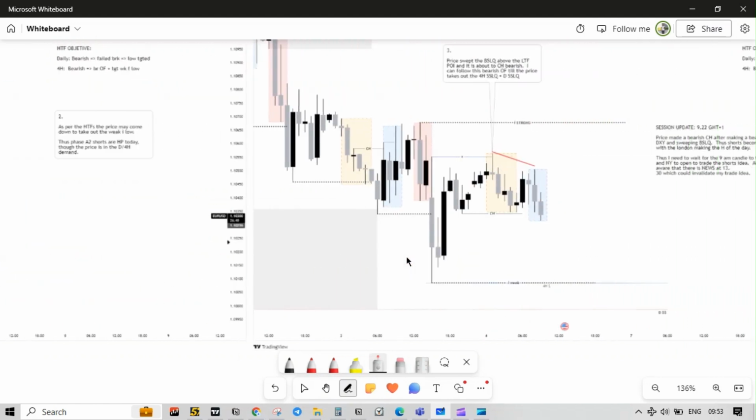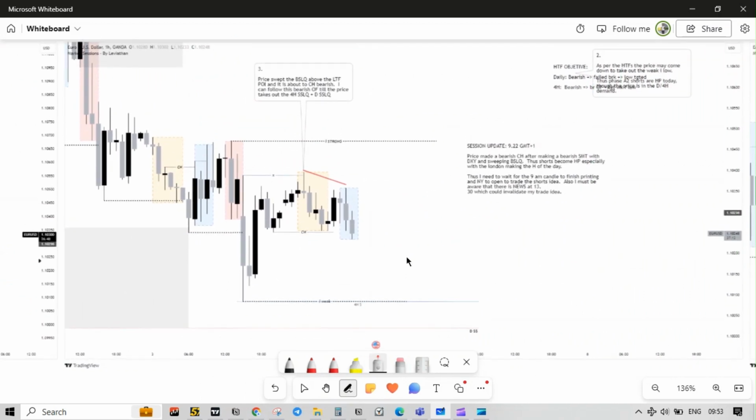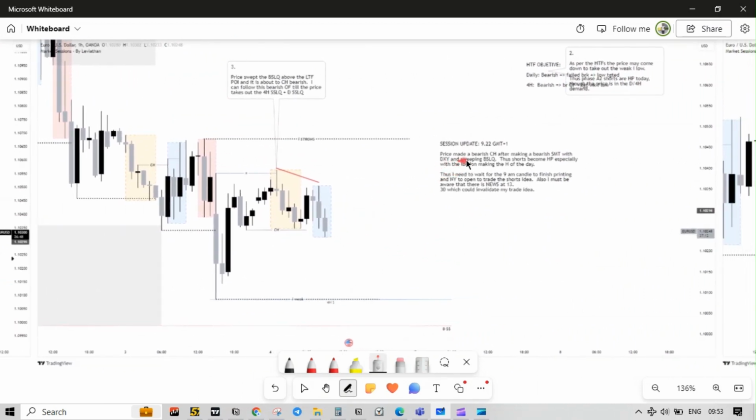So the game plan is very clear. But the chalk bearish came only at 9:22. So at 9:22, this is the 9 a.m. candle. I need to wait for the 9 a.m. candle to finish. That is 9 a.m., in the sense 9 to 10. Once this candle finishes printing, London session will be done.